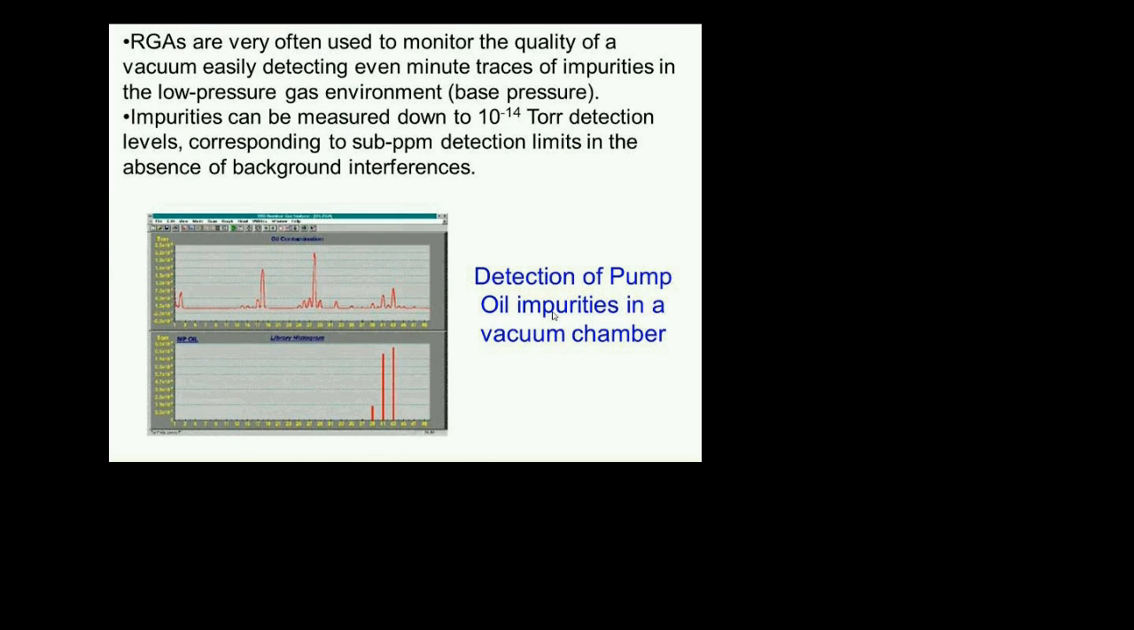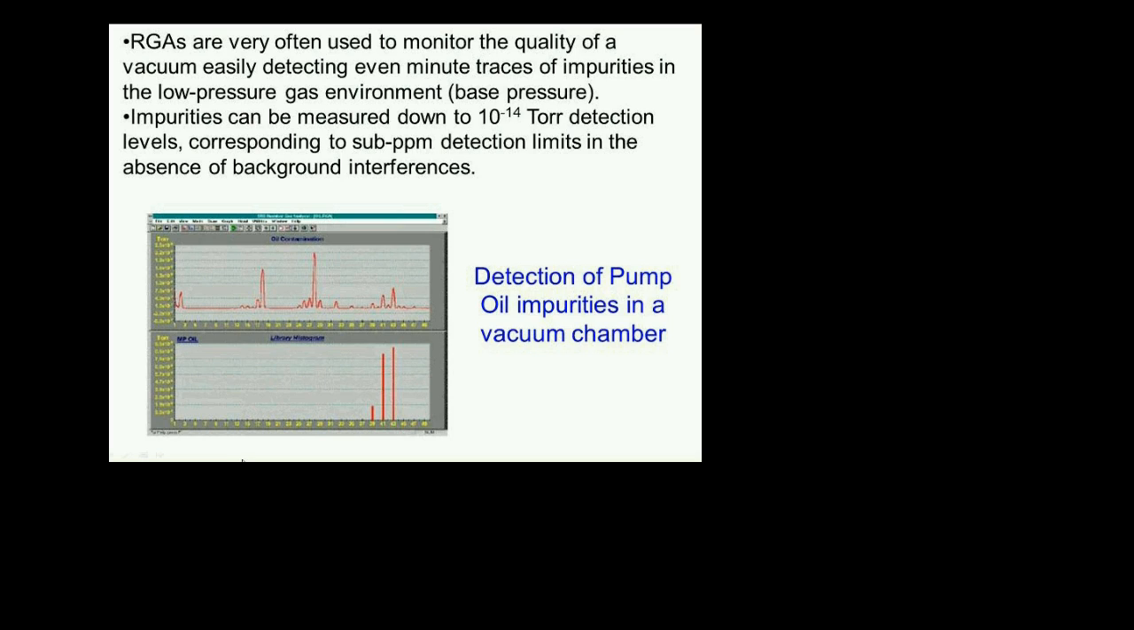When they are directly immersed, RGAs are often used to monitor the quality of a vacuum, easily detecting even the most minute impurities in that vacuum system. With an RGA, it is possible to detect gases down to partial pressures as low as 10 to the minus 14 torr detection levels. This corresponds to sub-ppm detection limits in the absence of background interference.